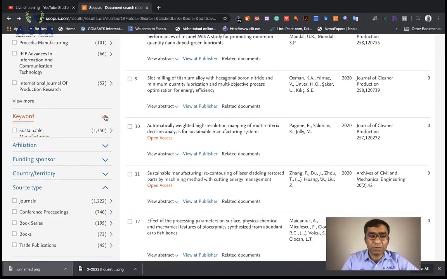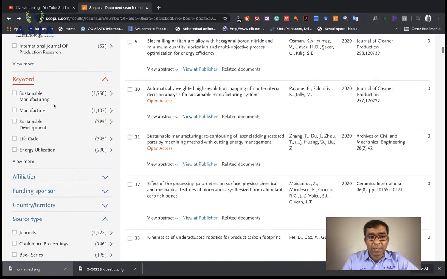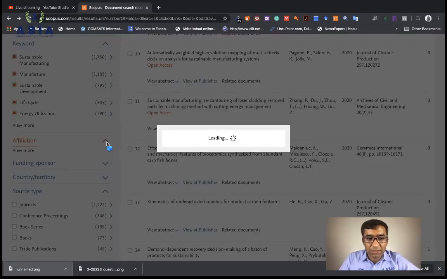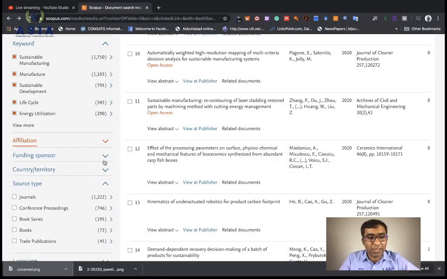Similarly, you can focus on some other keywords now. Now keywords, these all are keywords that have been used in these studies, so you can just focus on maybe just sustainable manufacturing or manufacturing sustainable development, you want to take it or not. So you can just categorize or subcategorize your keyword. Affiliations, sponsor fundings, and all these.